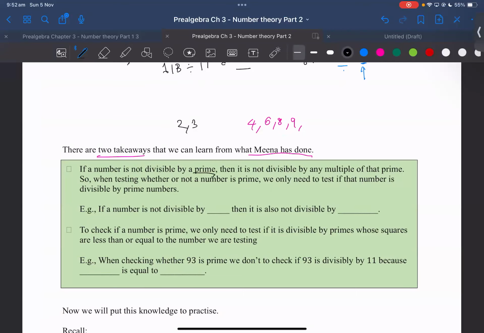All right. So that means to see whether or not a number is prime, we only need to test if the number is divisible by prime numbers.